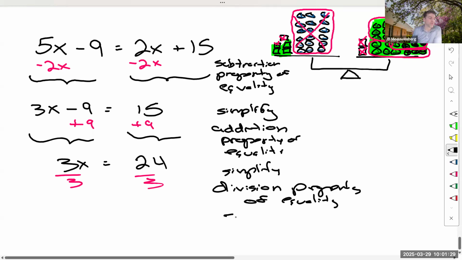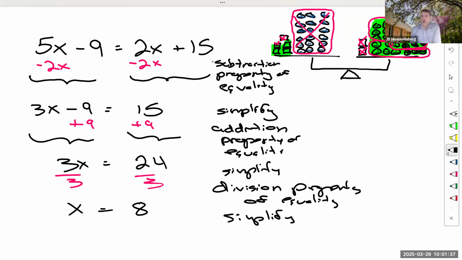And then the last thing we do is we're going to simplify. X is equal to 8. So again, our steps were use the subtraction property of equality and then simplify. Then use the addition property of equality and then simplify. I'm sorry, addition property of equality, then simplify. Then the division property of equality, and then we end by simplifying. So it's really a 6-step process.